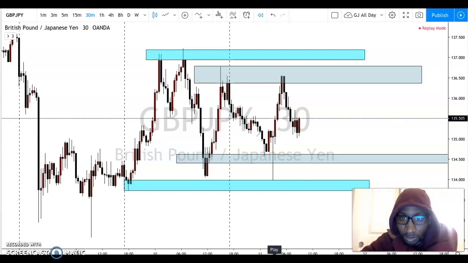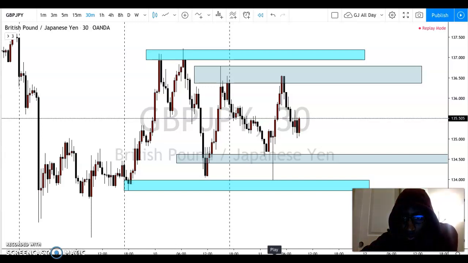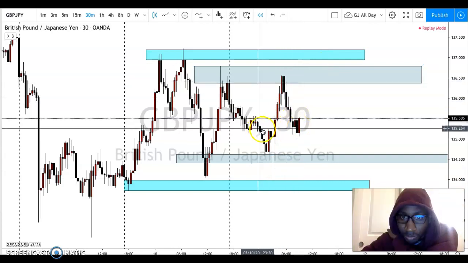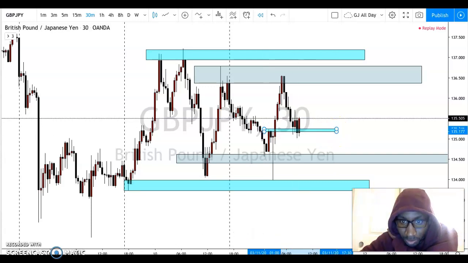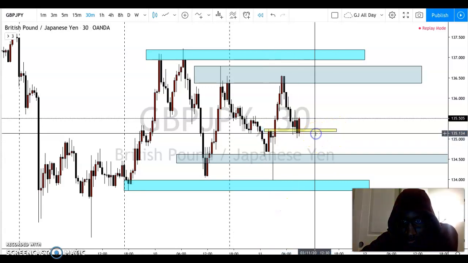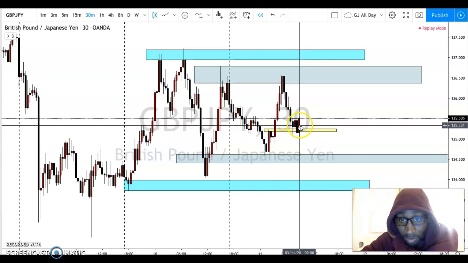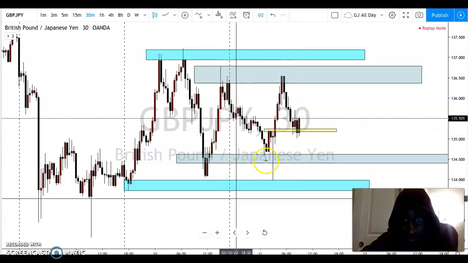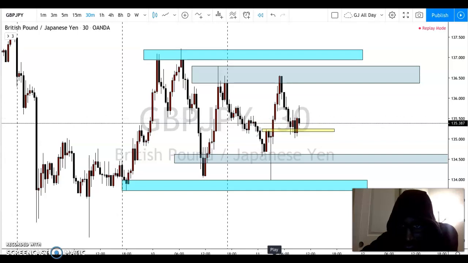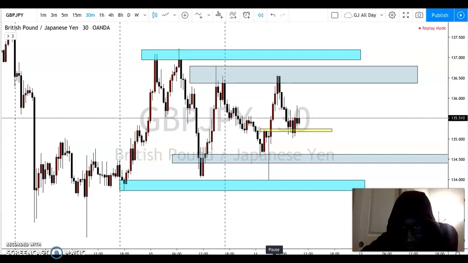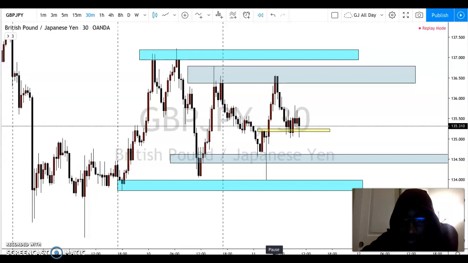Okay, so we're creating a little support right there. So this could be a high. Come back to test that. So, I mean, this may very well be. Let's see what the next candle is. It's not a good looking candle. Yeah, and we're consolidating.